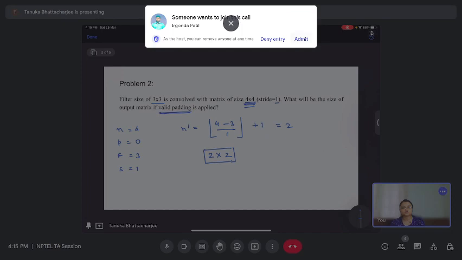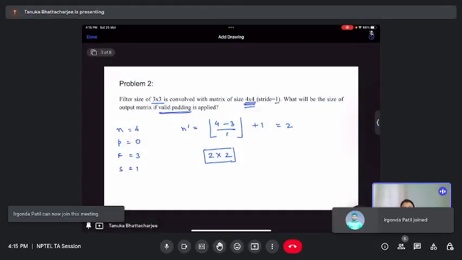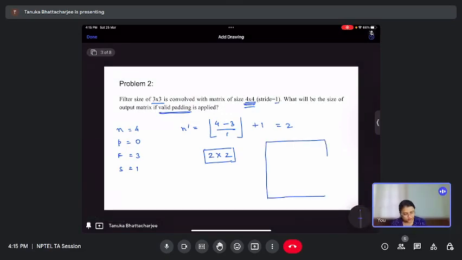You can also visualize this just to get the idea. So let us do that once. Let us say this is your input matrix, which is a 4 cross 4 matrix.